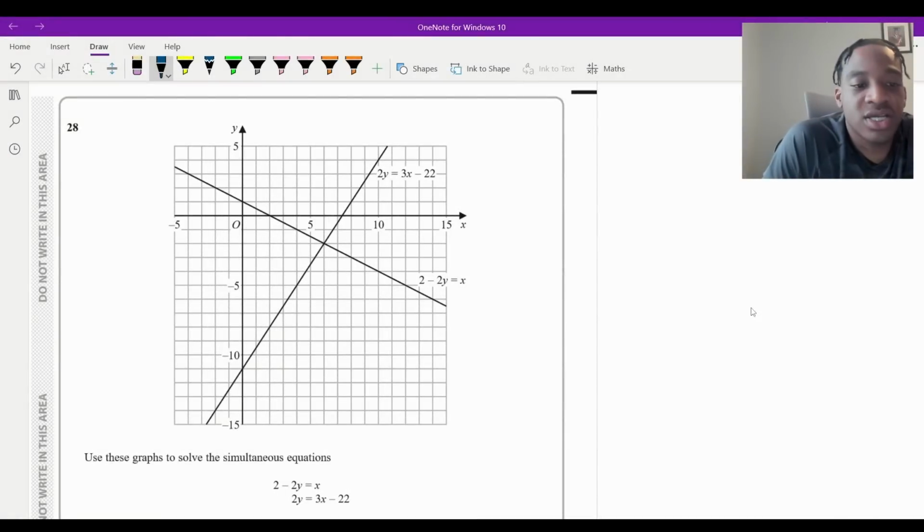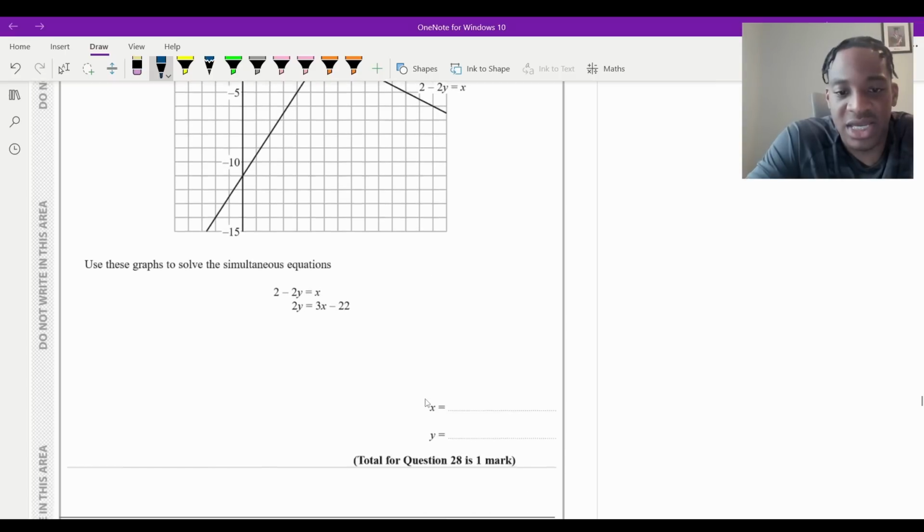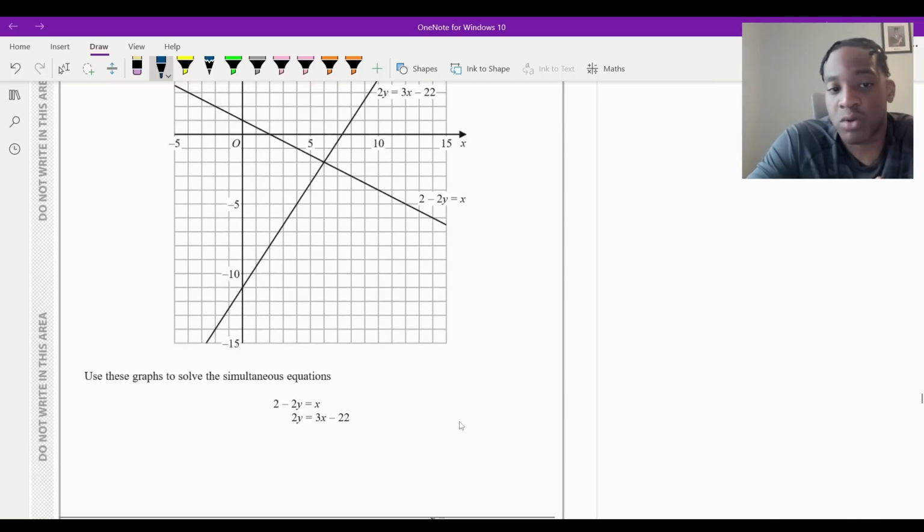Okay, so question 28 says, well, we've got a graph in front of us. They've given us 2 lines. And it says that we need to use these graphs to solve the simultaneous equations 2 minus 2y is equal to x and 2y is equal to 3x minus 22. Now, those two equations are actually the equations of these two lines. And if you look at it, it's actually only 1 mark. So not a lot is required.